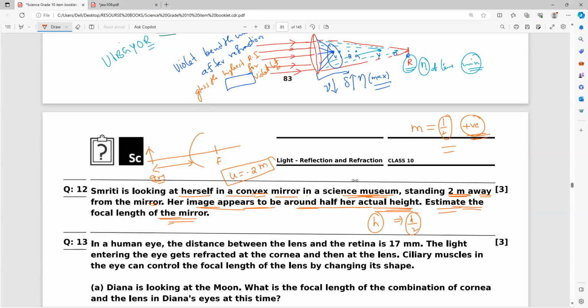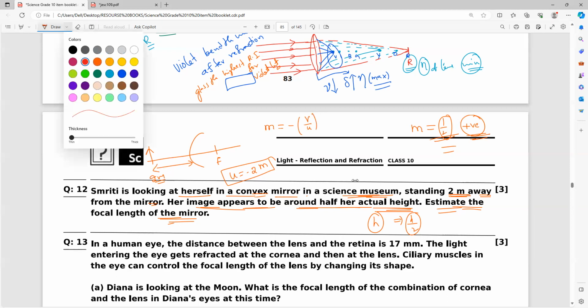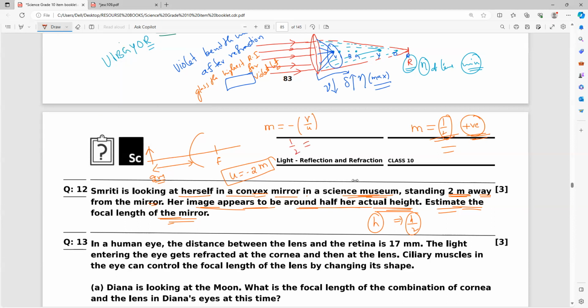Estimate the focal length of the mirror. We found that magnification is half, so from that I'll get the image distance. What is the mirror's magnification formula? Magnification is minus v by u. Am I right, everybody? So magnification 1 by 2 equals minus v by u, and u is equal to minus 2. The two minus signs cancel, so v comes to 1. Am I right or wrong? So v equals 1. Yes or no, guys?